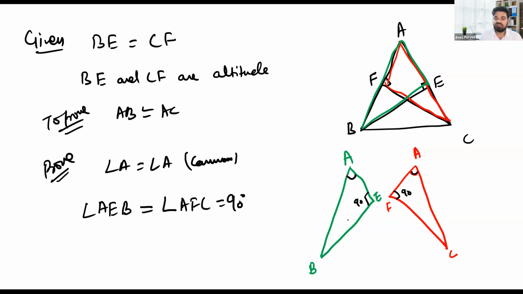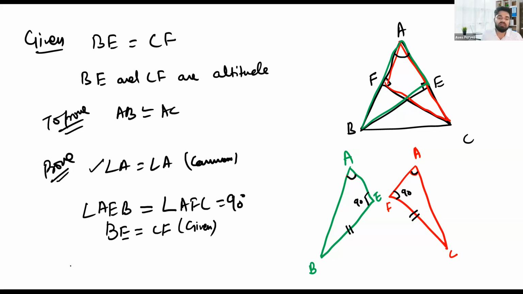Now what is that thing? The altitudes are equal, given to you. That means this BE, the red line, is equal to this line. It is also given to you that BE is equal to CF. Got it? So since these are given to you, by angle, side, angle, one angle you have taken, another angle is this one.